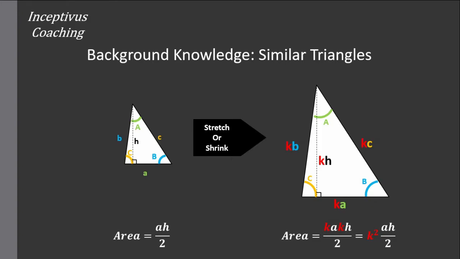What happens to our area? Well, if you do the derivation, you'll see that the area is actually k squared times the original. So, armed with this knowledge, let's try to tackle this problem.